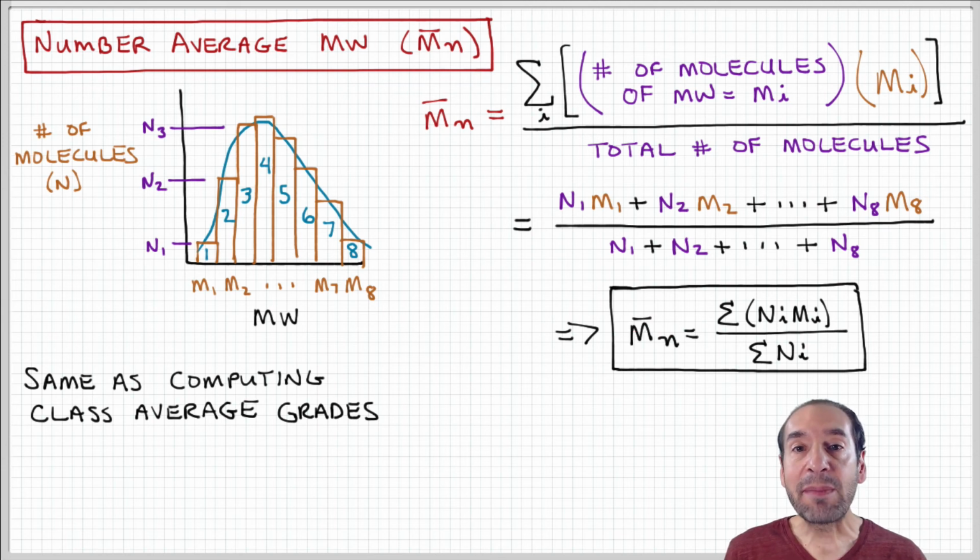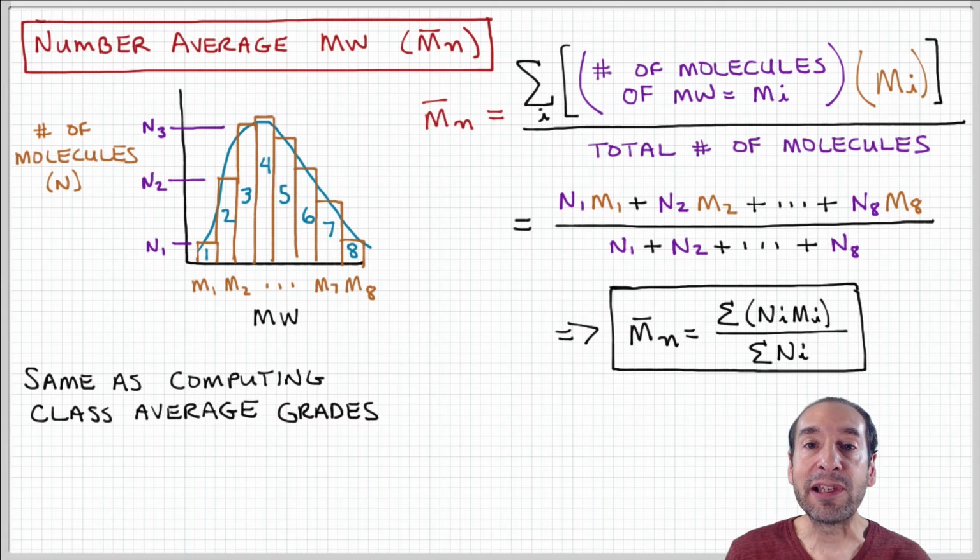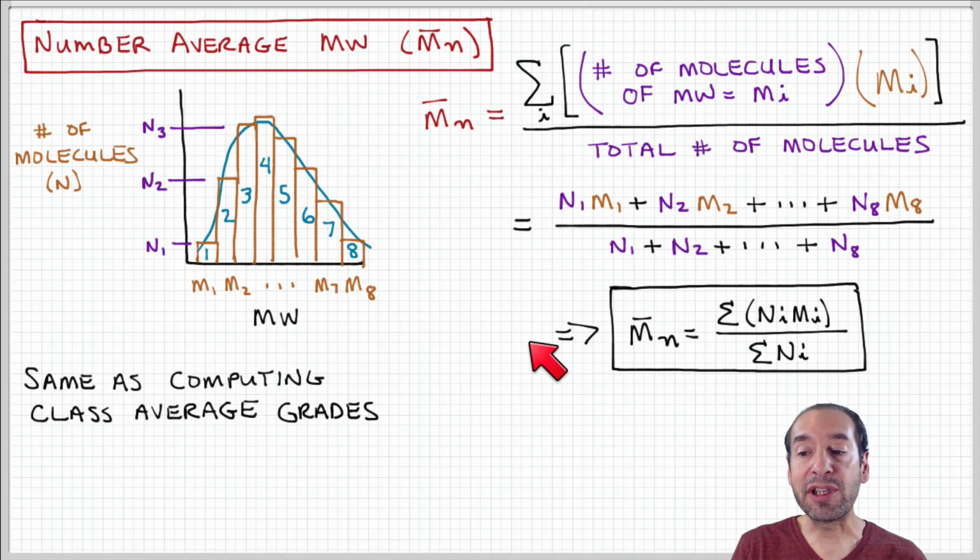This is actually the same as computing a class average for an exam distribution. You have each grade, you have a distribution function like this of grades. Each of these would be the grades, 80, 85, 90, 95. And then on the y-axis, you have the number of students that score each grade. To compute the class average, you multiply the number of students that scored each of these intervals times that grade, divided by the total number of students, and you get the class average. So it's the same kind of average that we're talking about here, and that's the number average molecular weight.